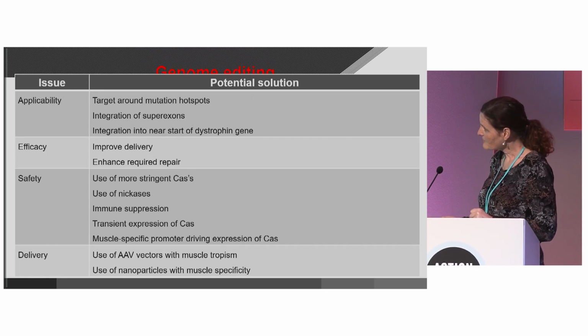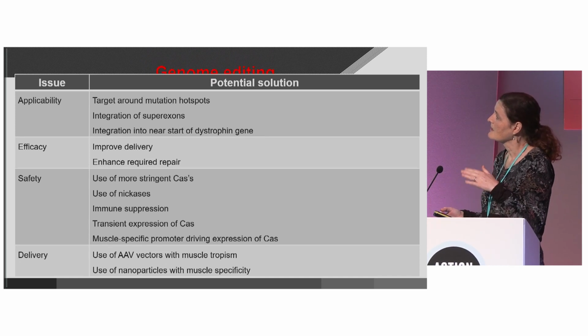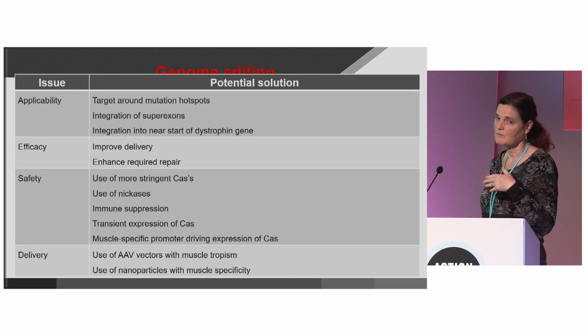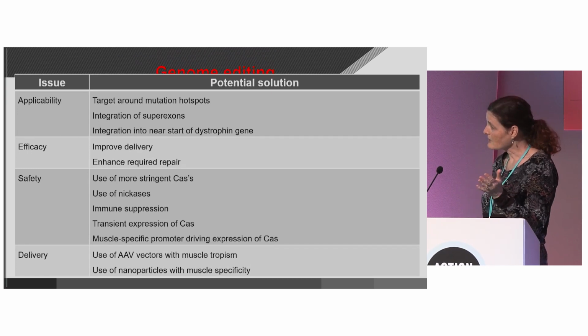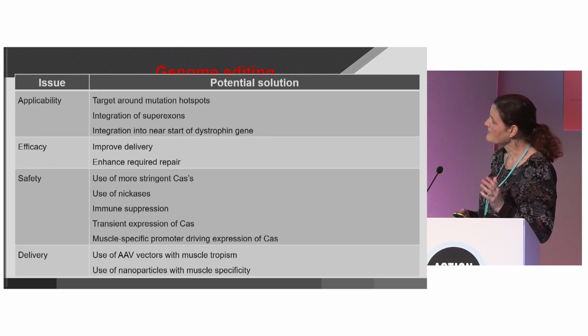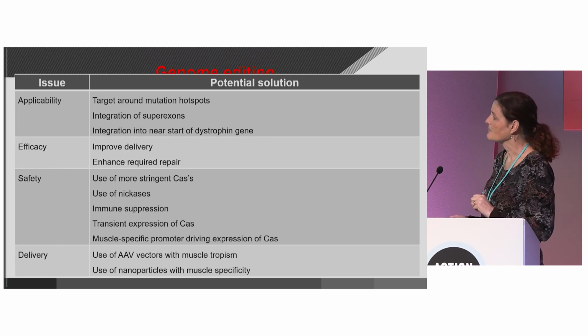As we've already gone through, these are the problems. At the moment it's being developed as a mutation-specific therapy, but we can try to enhance this by targeting around hotspots, integrating super exons, and integrating at the start of the dystrophin gene to make it more universal. I will go through that in more detail. We obviously need to improve the efficacy by improving the delivery, and as Annemieke said, we can use AAV to deliver, but that comes with its own problems, but we can also use the non-viral vectors, so the nanoparticles.